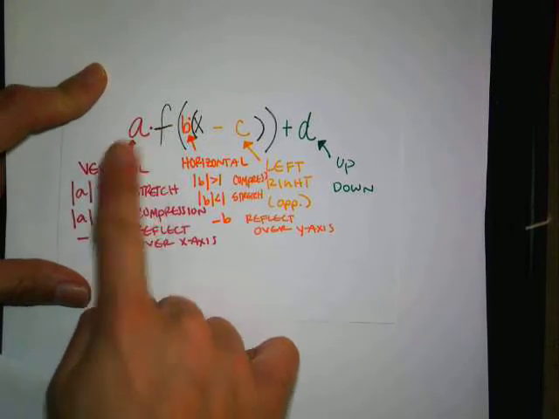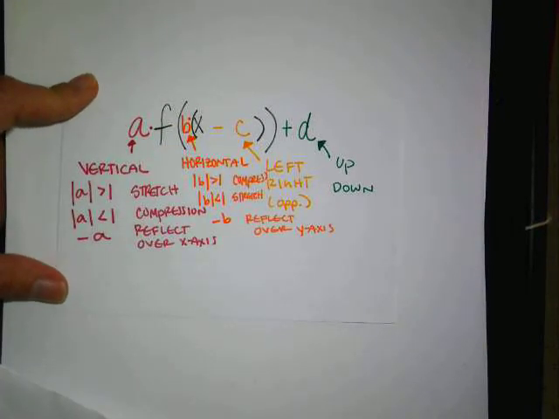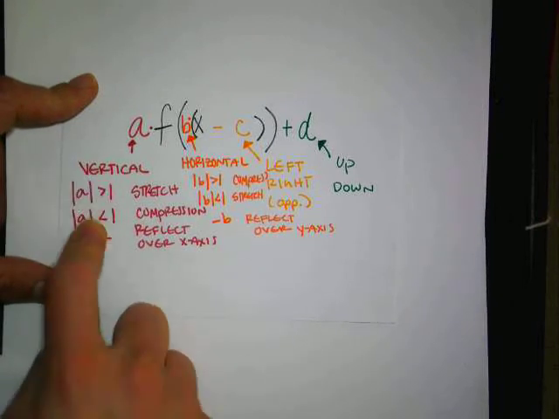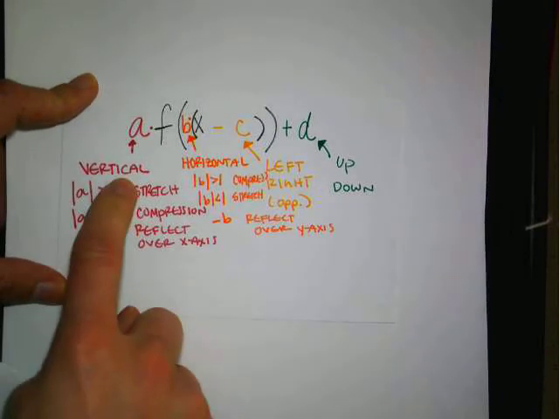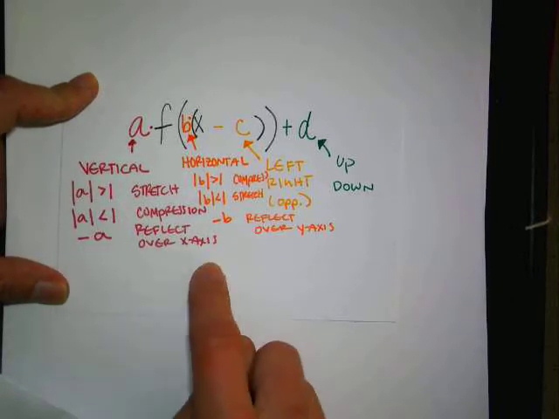The A and the B are the same thing. They're both being multiplied. One is vertical, one is horizontal. All right. Hopefully we have the A, the C, and the D down. If it's bigger than 1, you're stretching. If it's less than 1, you're compressing. If it's negative, you reflect over the X.